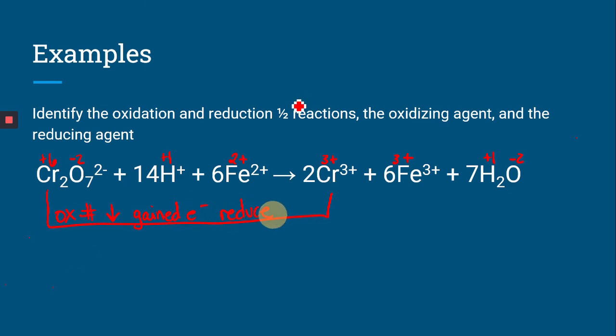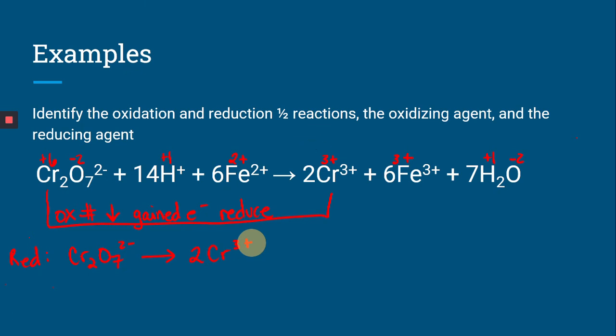So my reduction half reaction would be Cr2O7 2- going to 2 Cr3+. Don't worry about the balancing part. We will get to that in our next lesson.